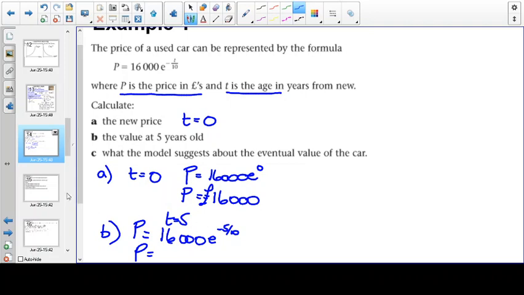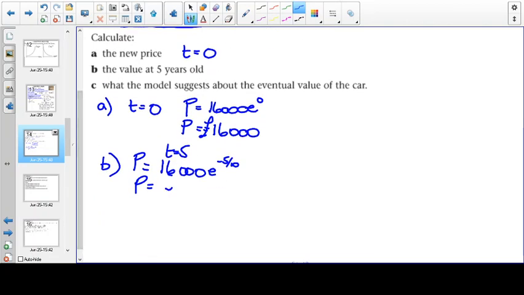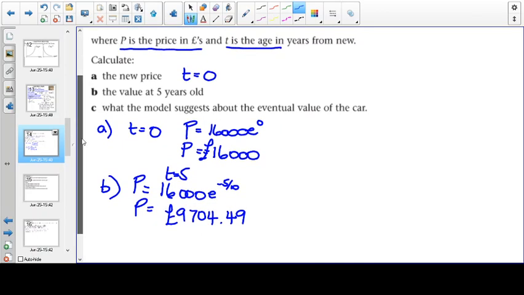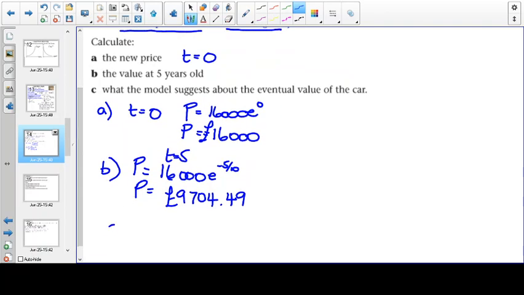So that is £9,704 and 49p. Okay, it's not said how to round it, so I've just rounded it to the nearest p. Okay, and then C, what the model suggests about the eventual value of the car.